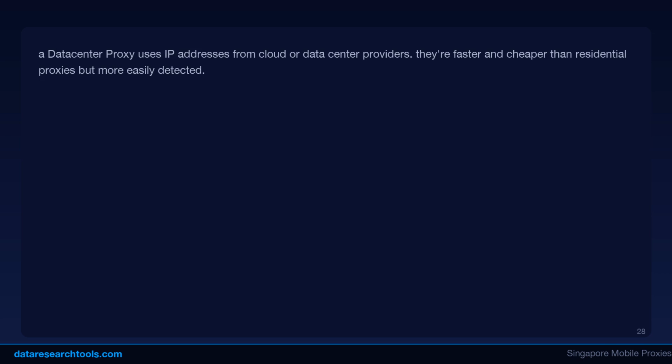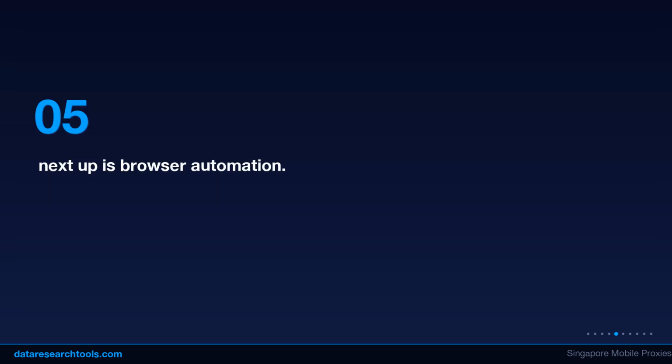A data center proxy uses IP addresses from cloud or data center providers. They're faster and cheaper than residential proxies but more easily detected. A sticky session is a proxy session that maintains the same IP address for a defined period, which is necessary for multi-step scraping operations like login flows.